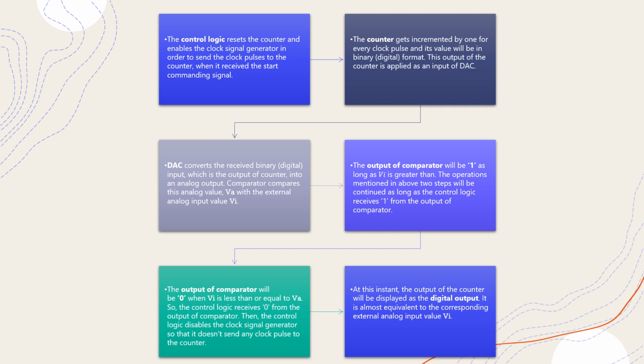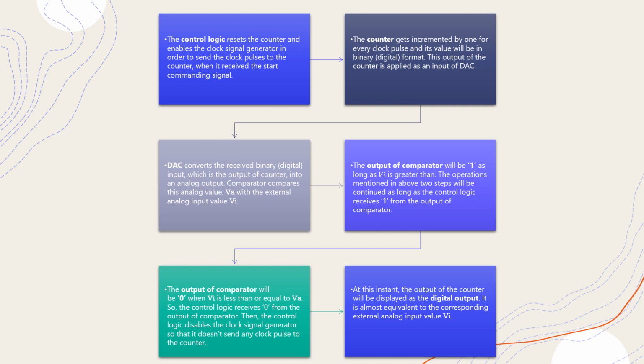So the process is, first the control logic resets the counter and enables the clock signal generator in order to send the clock pulses to the counter. When the clock pulse is received, the start command signal is given. The counter gets incremented by 1 for every clock pulse and its value will be in the digital format, that is, in the binary format. This output of the counter is applied as an input of the DAC. So the DAC converts the received digital input from the counter into an analog output.